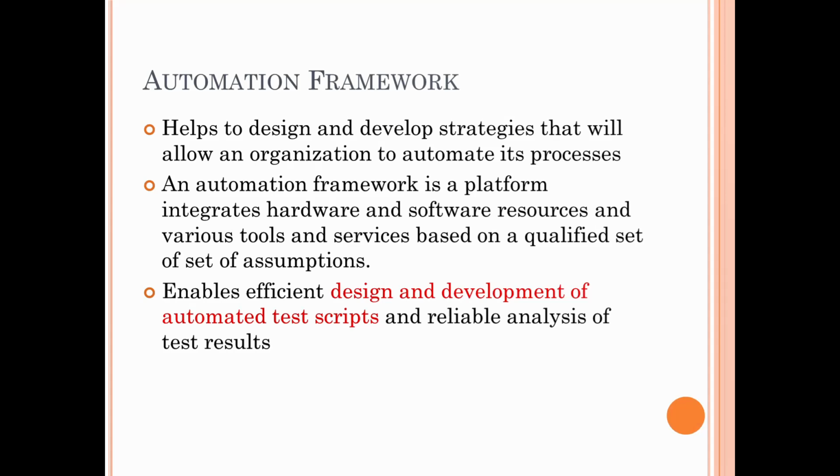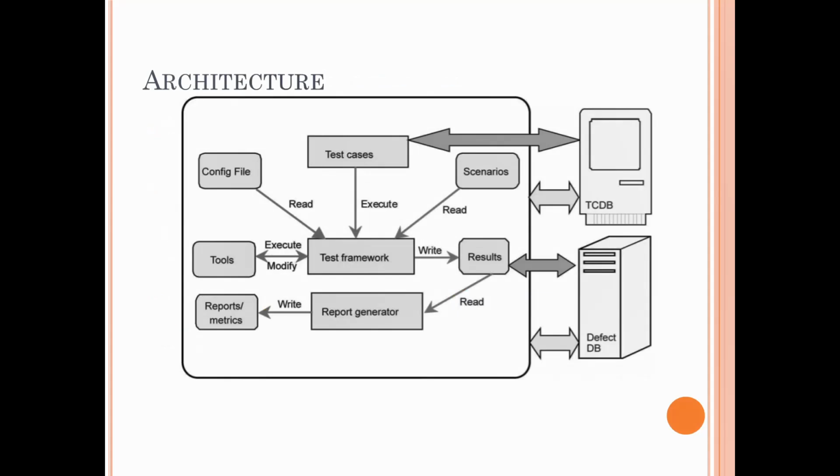Typically, the automation framework has all resources, including hardware resources, software resources, tools and services that are required to automate the process, including the testing process. It enables design and development of automated test scripts and reliable analysis of test results. Let us see the architecture of software automation frameworks.